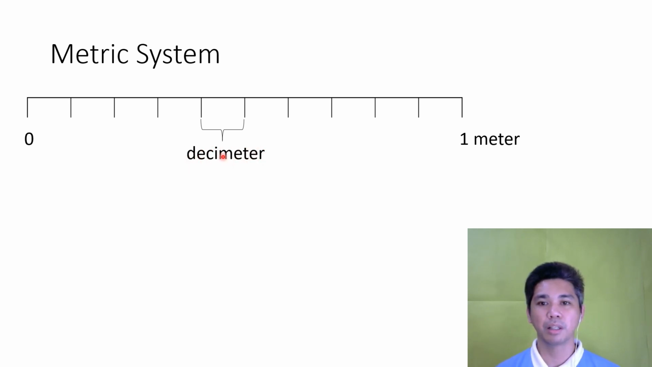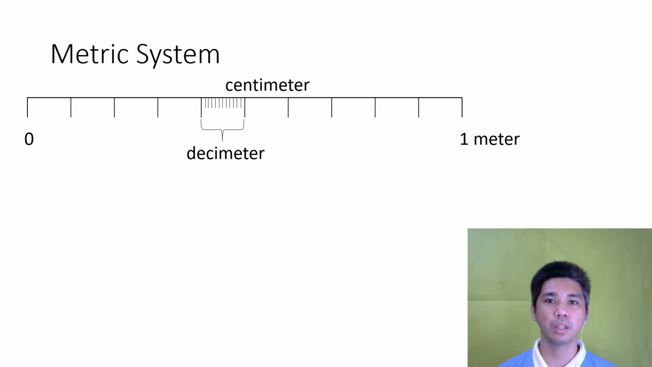Now, a decimeter can also be subdivided into 10 parts, and that is what we call a centimeter. Now, a centimeter can also be divided into 10 more subparts, which we call a millimeter. Now, if you want to enlarge from a meter, you can go to a decameter, to a kilometer. So you just have to add zeros to it.